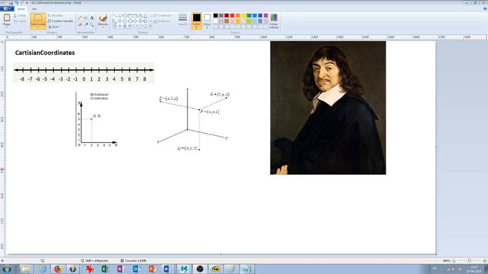Cartesian coordinates. The Cartesian coordinates is a system that allows us to locate points in the space. You can see here the one-dimensional Cartesian coordinates. It is named after René Descartes, a French mathematician and philosopher who invented the concept. Then later were developed the 2D and 3D Cartesian coordinate systems. So let's see how that's working in Maya.